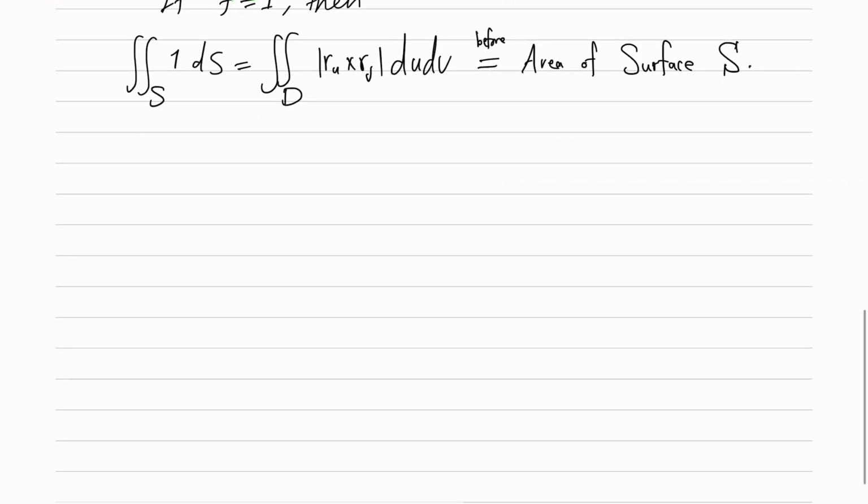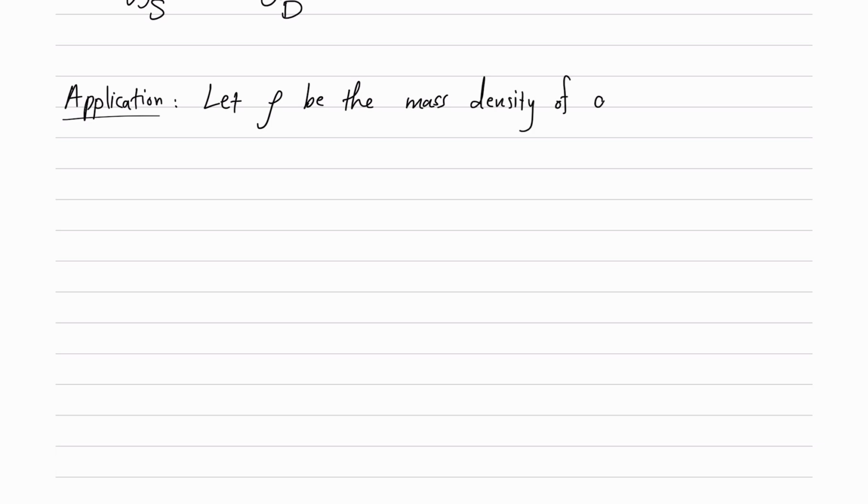Another application that the book mentions of surface integrals is application to density and center of mass. So let rho be the mass density of a piece of metal in the shape of surface S. So we are only talking about the shell.